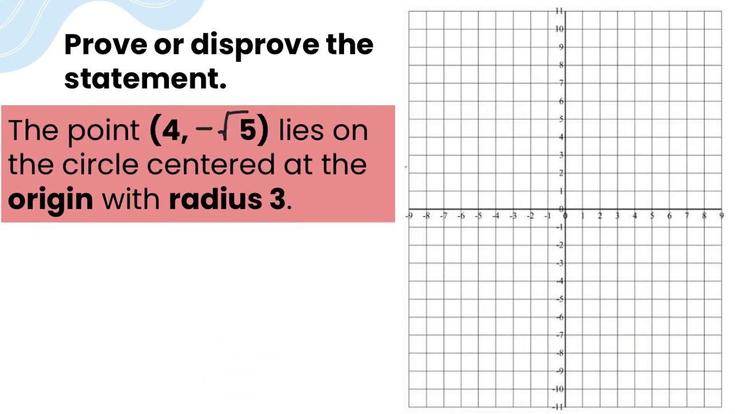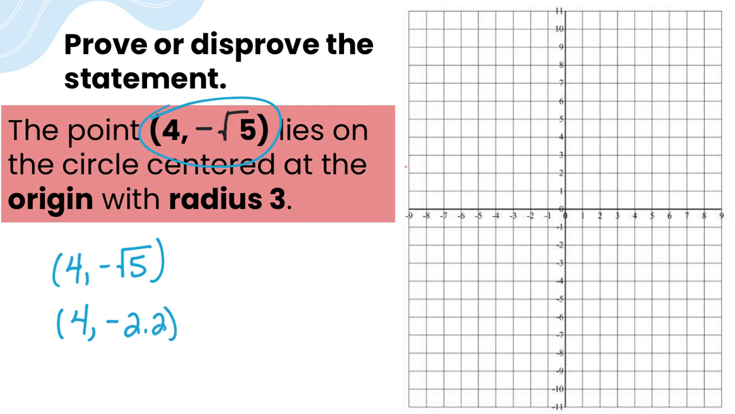So this time, notice that we are given the point 4, comma, negative square root of 5. If this is the point that I'm proving or disproving is on the circle, I need to figure out what the square root of 5 is approximately. And you can put that in your calculator and it will give you a decimal. And that decimal is about 2.2. So negative 2.2. So when I graph that, I'll go over to 4 and then I'll go down 2 and then just a little bit past. It doesn't need to be perfect, but we get the idea.